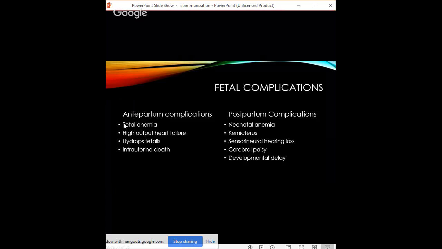And then we're going to talk about the fetal complications of alloimmunization. You have your antepartum complications and your postpartum complications. Your antepartum complications would be your fetal anemia, your high output heart failure, the hydrops fetalis, and intrauterine death. And your postpartum complications will be neonatal anemia, kernicterus, sensorineural hearing loss, cerebral palsy, and developmental delays.